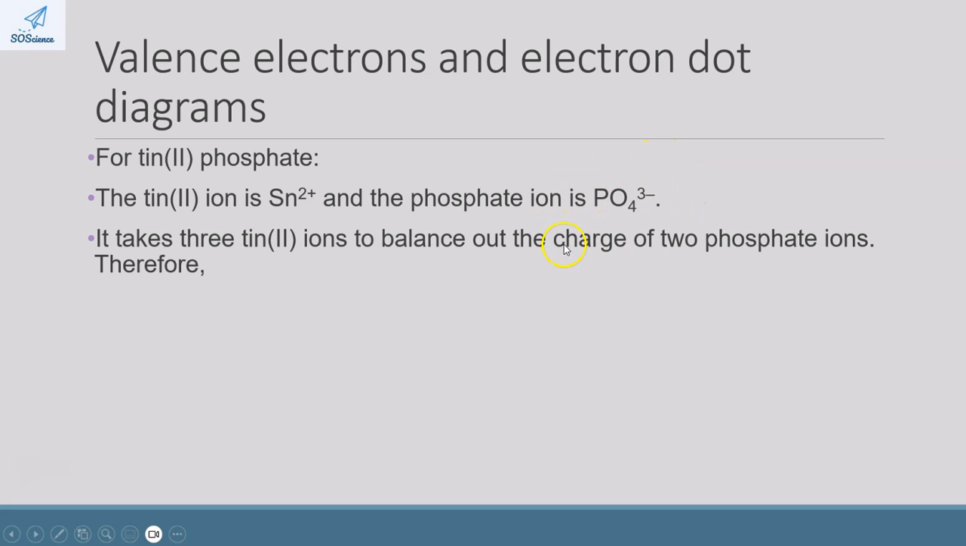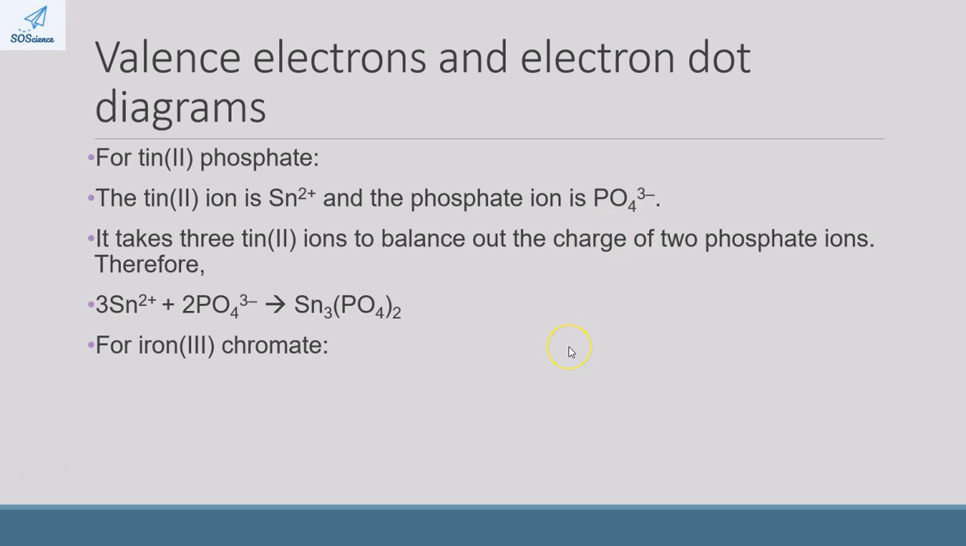But specifically, I need you to show me that it takes 3 of these guys to balance out 2 of these guys. And that's because the lowest common multiple here is going to be 6. So 3 Sn²⁺ and 2 PO₄³⁻ are needed in order to make 1 Sn₃(PO₄)₂. This subscripted 3 gives you an indication of the number that's going to go on the left in the balanced ionic equation on the reactant side. This subscripted 2 also gives you an indication of the 2 that's going to go on the left over here.